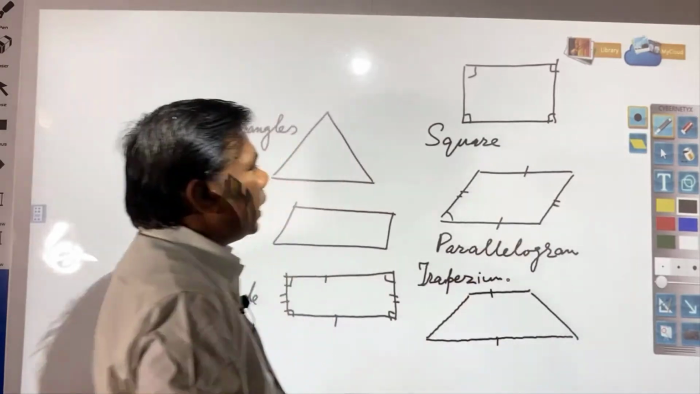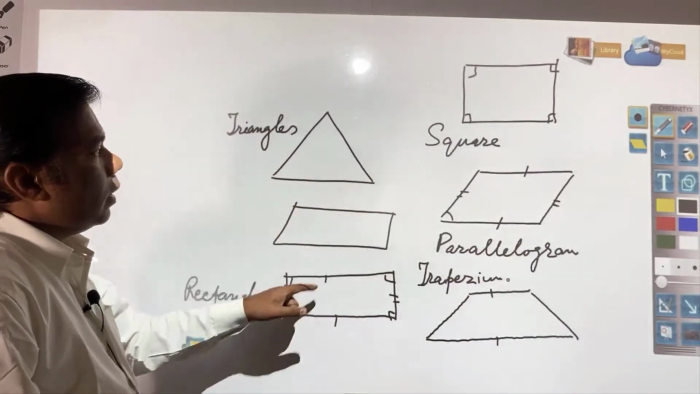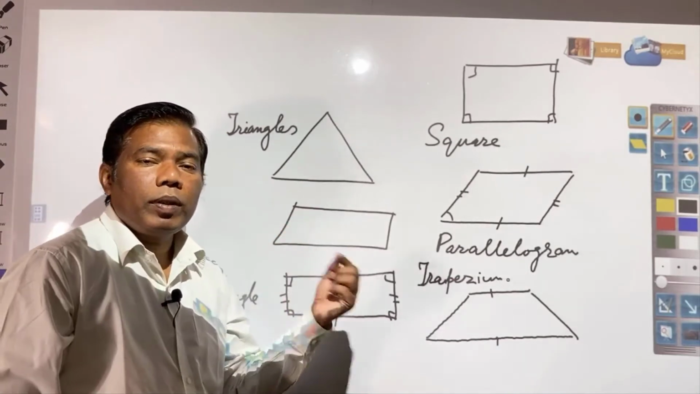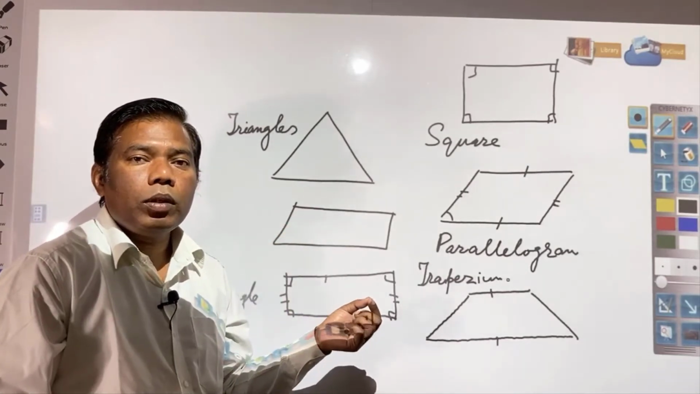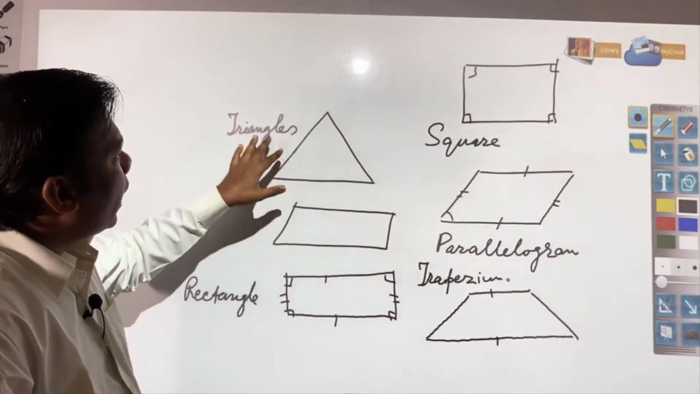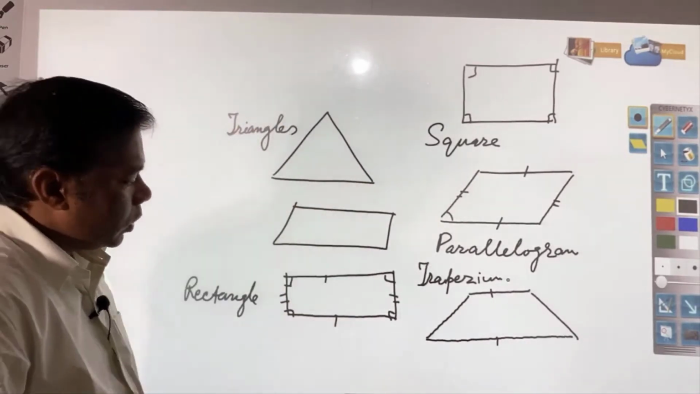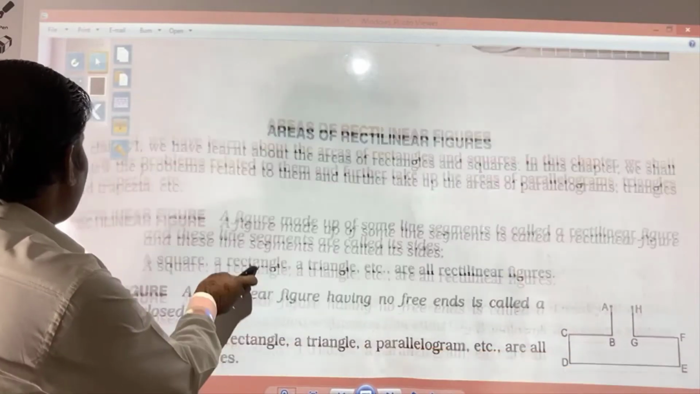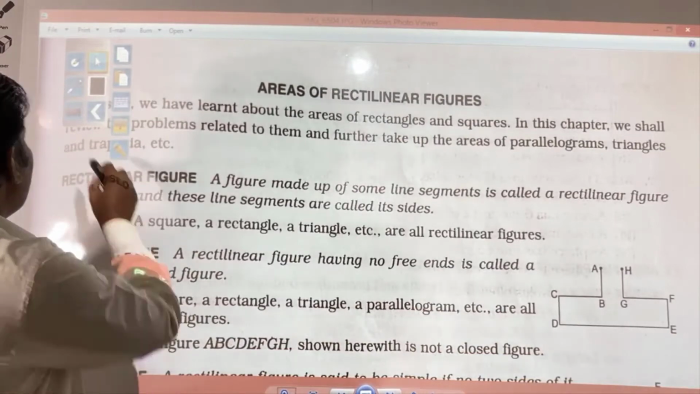So these things you must know. Again, I am repeating, you must go through your previous year's book or previous class book. All the definitions and types have been given; just go through them, you will come to know. So here we will start with definitions.